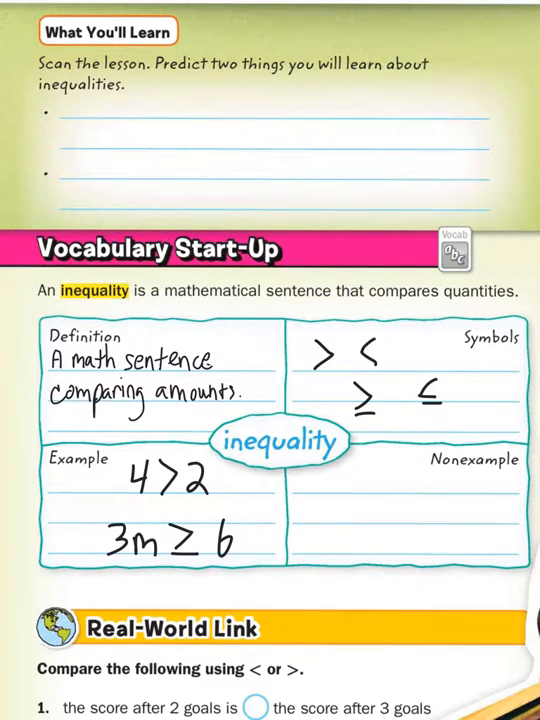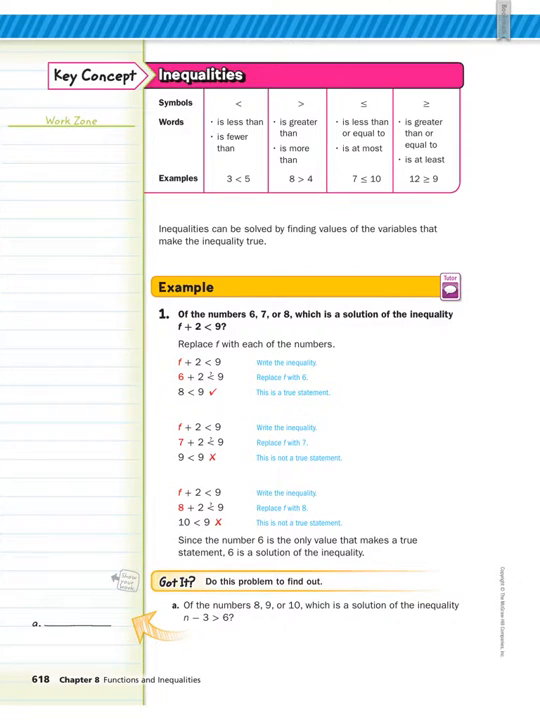Now non-examples of inequalities would be anything with an equal sign. So 4 equals 4 is not an inequality. That's an equation because the 2 amounts are equal. Same thing if I said 3 times m equals 6. That is not an inequality. That is an equation. But you can see how inequalities and equations look similar. The main difference is the sign in between them. Alright, on to the next page.